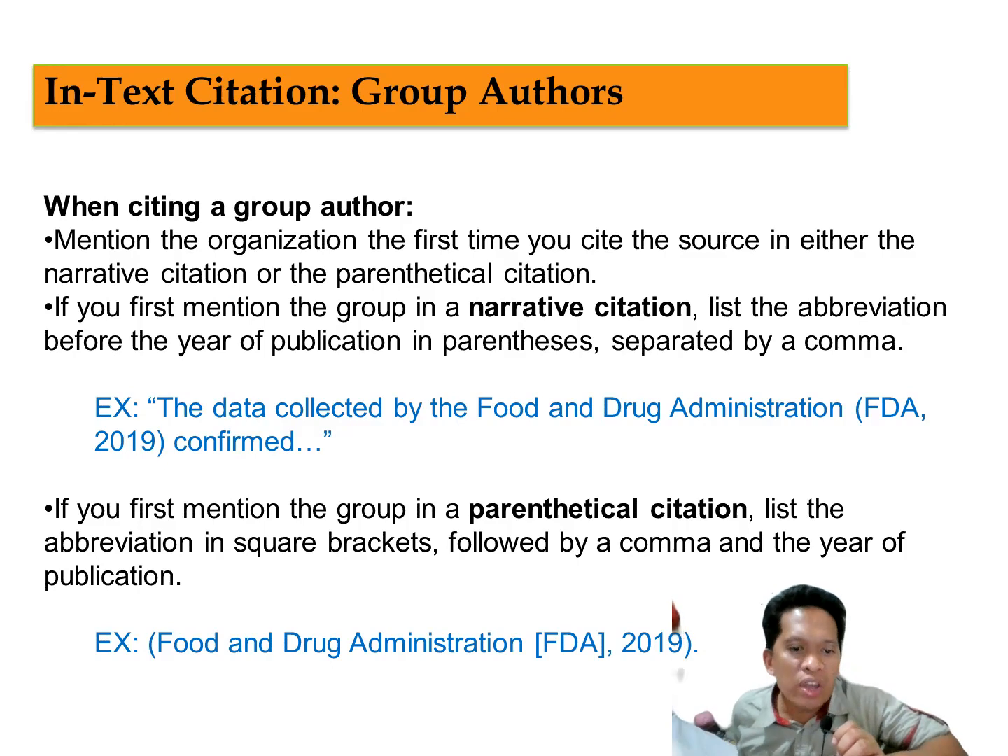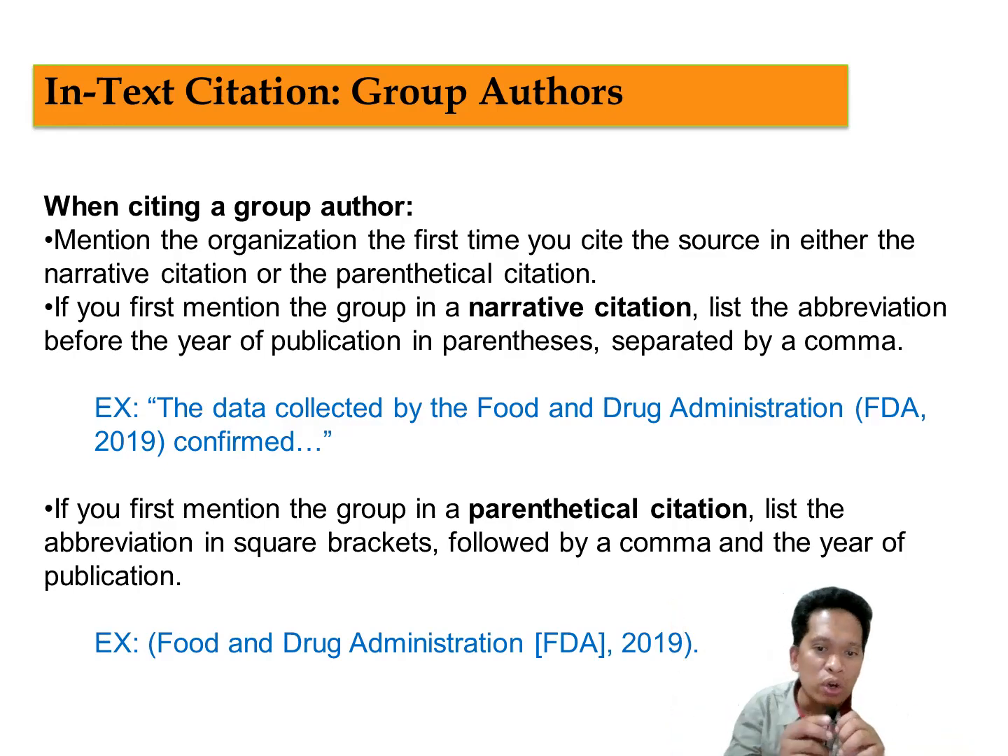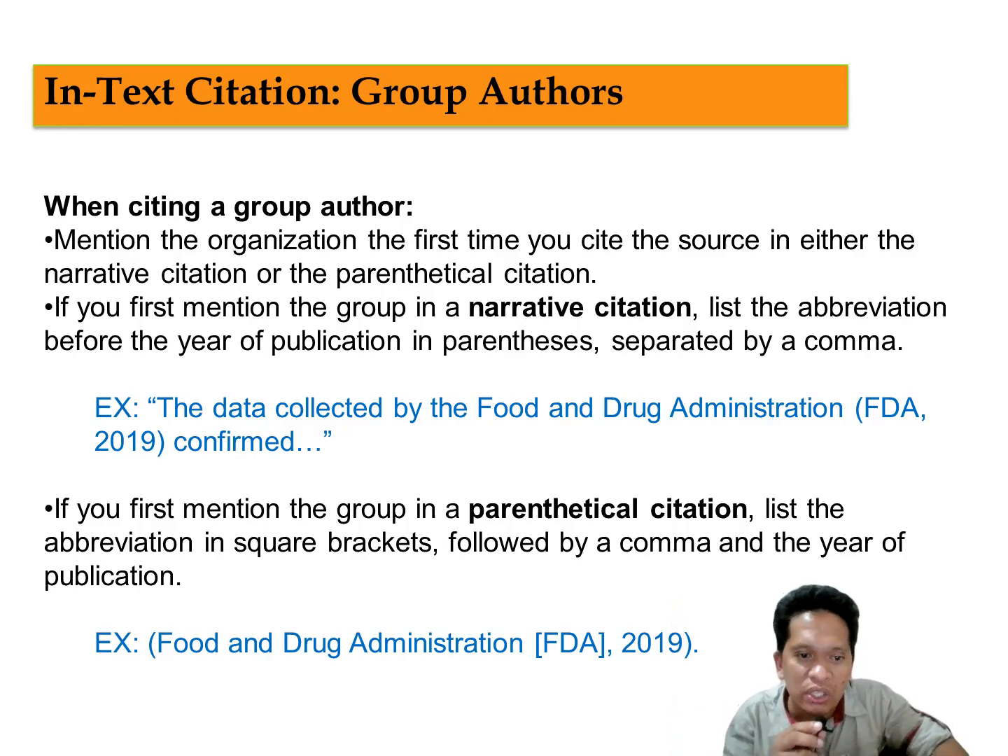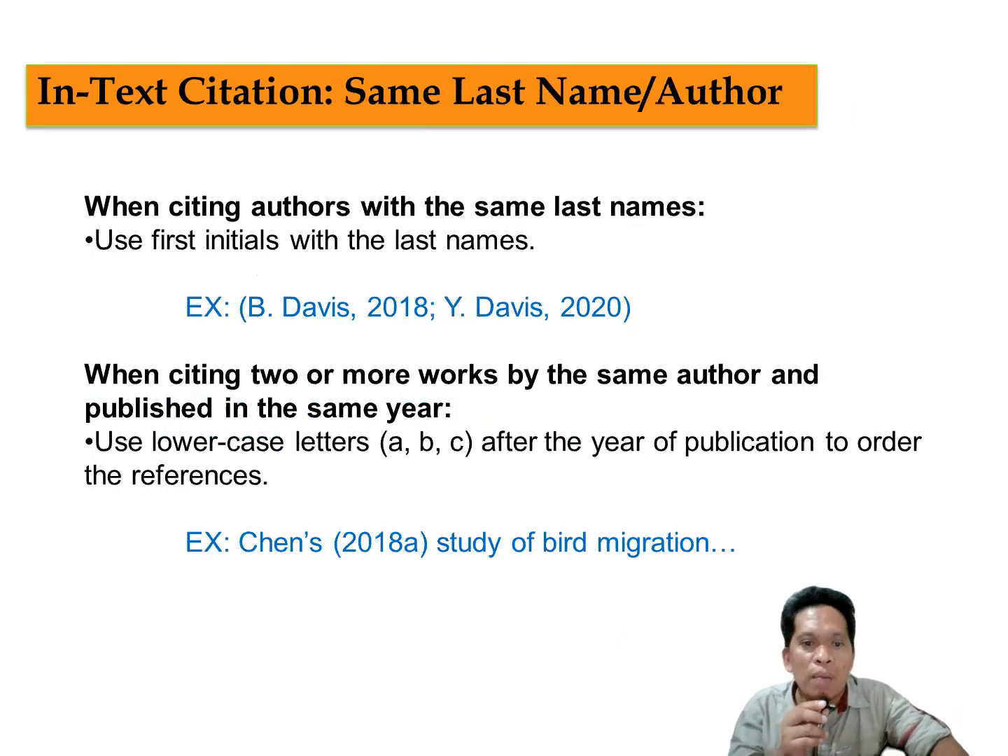Okay? Now, if you first mention the group in a parenthetical citation, list the abbreviation in square brackets, followed by a comma and the year of publication. I hope you understand, guys. Again, look at the example above.